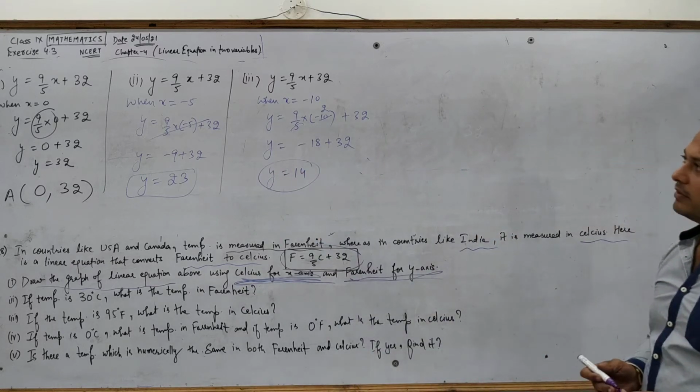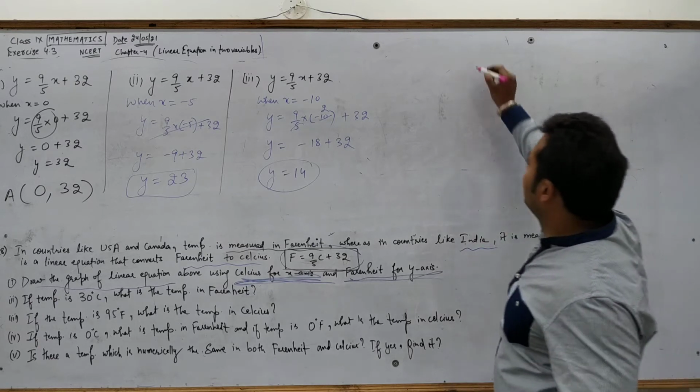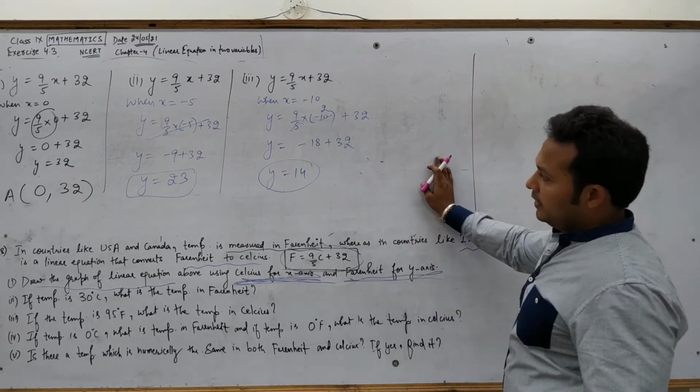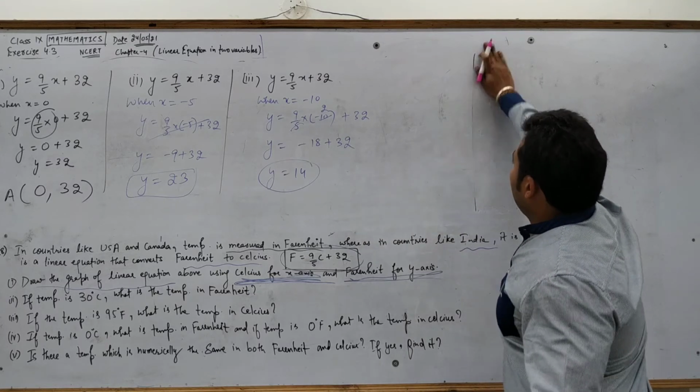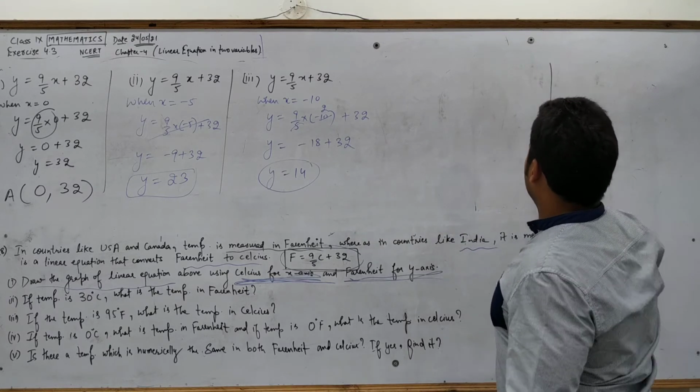Now let us draw this on the graph. Here we are taking x as negative. No problem. Take this on the right hand side.